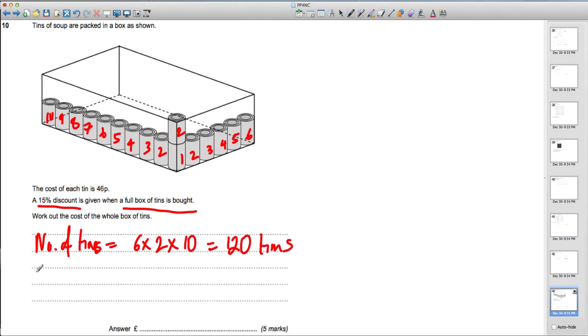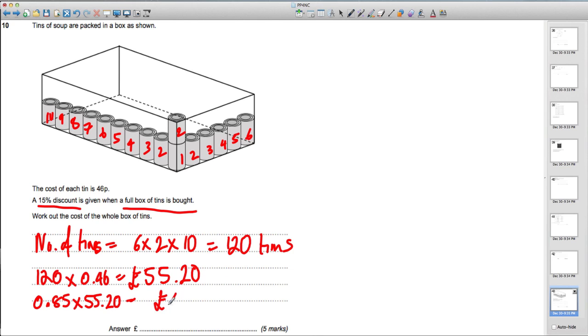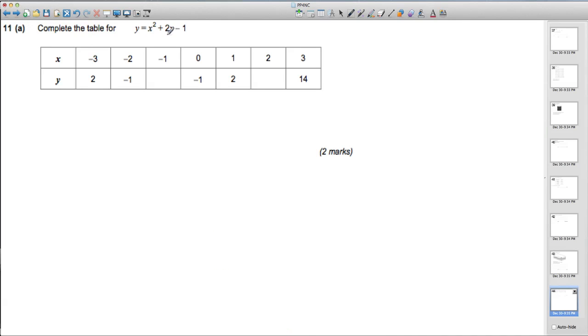Okay, they're 46p each, so 120 multiplied by 0.46 will give you 55.20 pounds, and a 15% discount is given, so that's like multiplying 55.20 by 0.85, so therefore it's £46.92. Okay, next one, complete the table for the following.